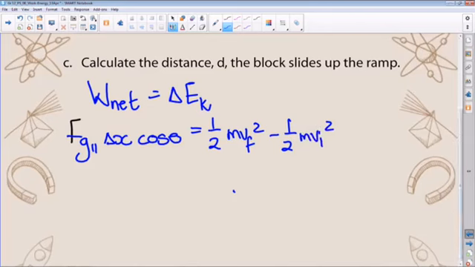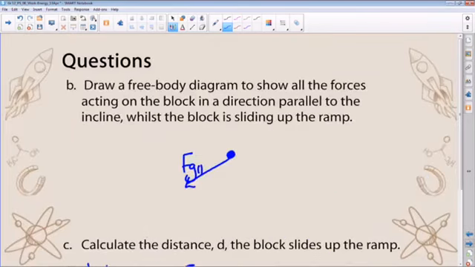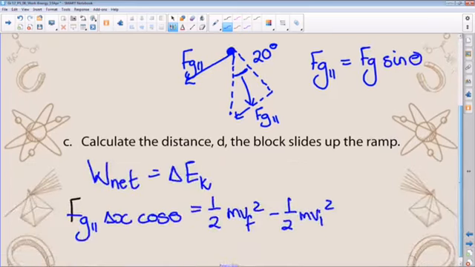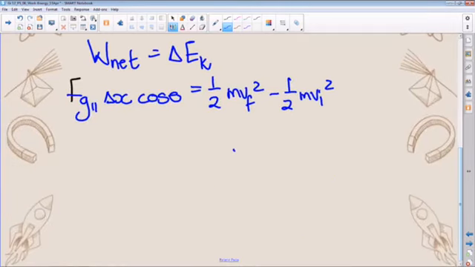Well, if we go back to the diagram, let me do it here, it'll be easier. So there's my Fg, and I do it this way when I draw my angles. Fg parallel is here. That angle there is the angle of the slope, which is 20 degrees. It's opposite. So Fg parallel is Fg sine theta. Now, I've just got a space issue, and you can do this separately, but because of space, I'm actually going to add it into the equation.